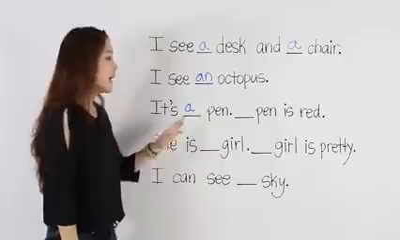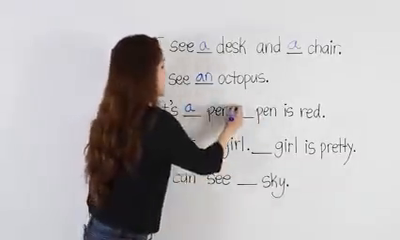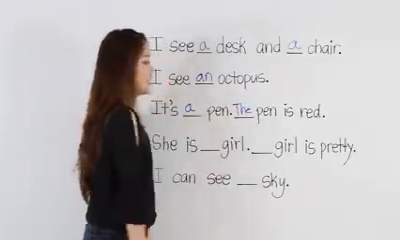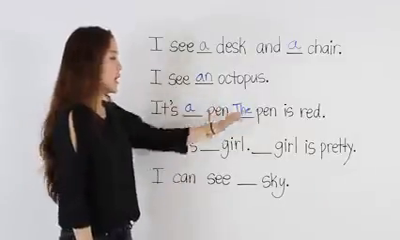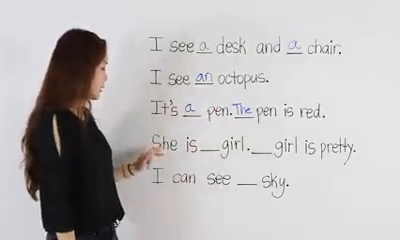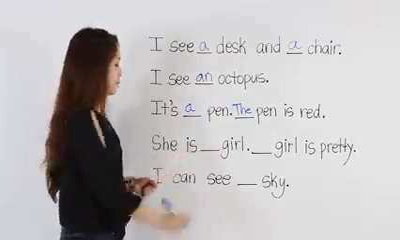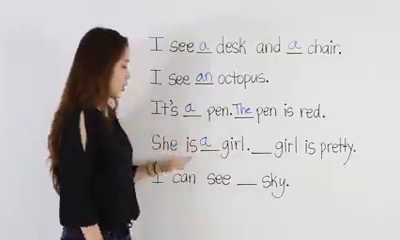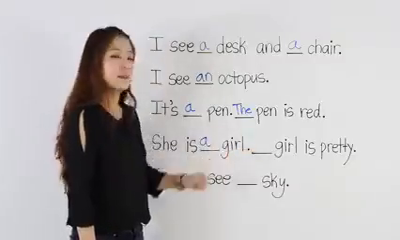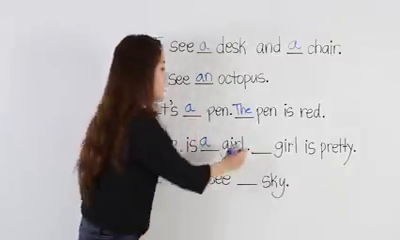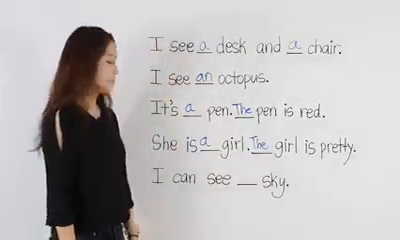Now, I'm talking about the pen for the second time. So I say, the pen is red. Okay, I'm talking about this one. So I say the. Okay, similarly, she is girl. What do I say? A girl. We're talking about her for the first time. Okay, and now we're talking about this girl again for the second time. So I have to say, the girl is pretty.